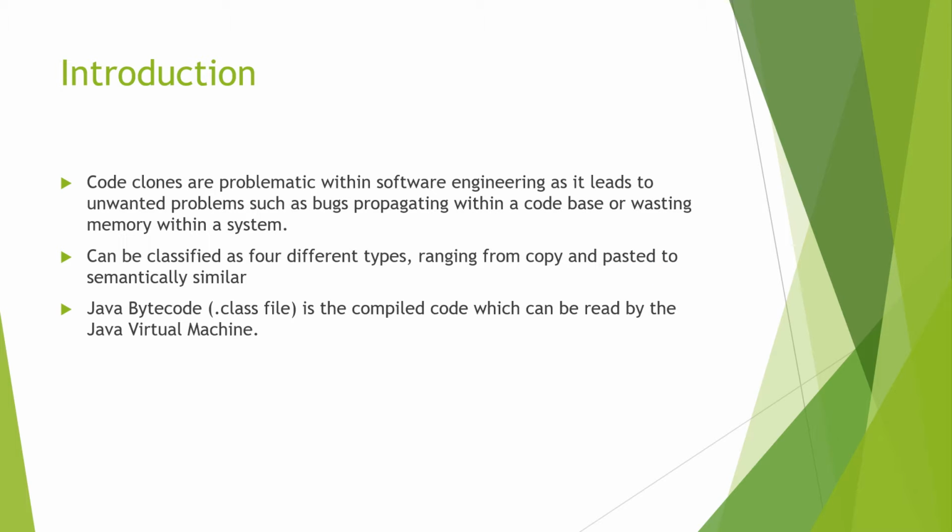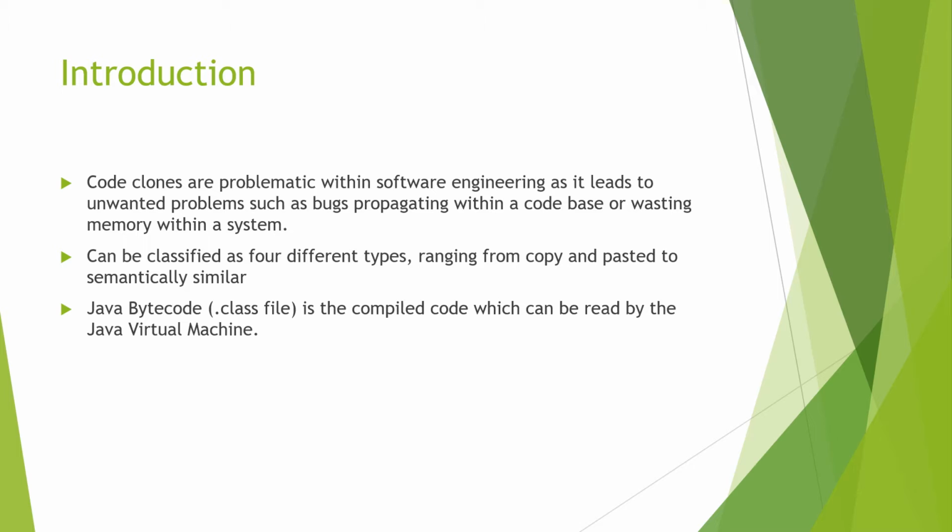Code clones are problematic within software engineering as they lead to unwanted problems such as bugs propagating within a codebase or wasting memory within a system. It also goes against the standard practice of object-oriented programming. Code clones can be classified as 4 different types, ranging from copy and pasted to semantically similar.